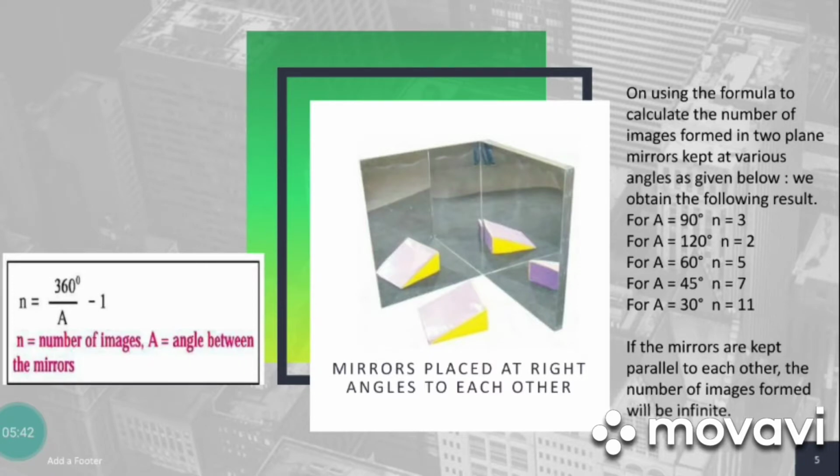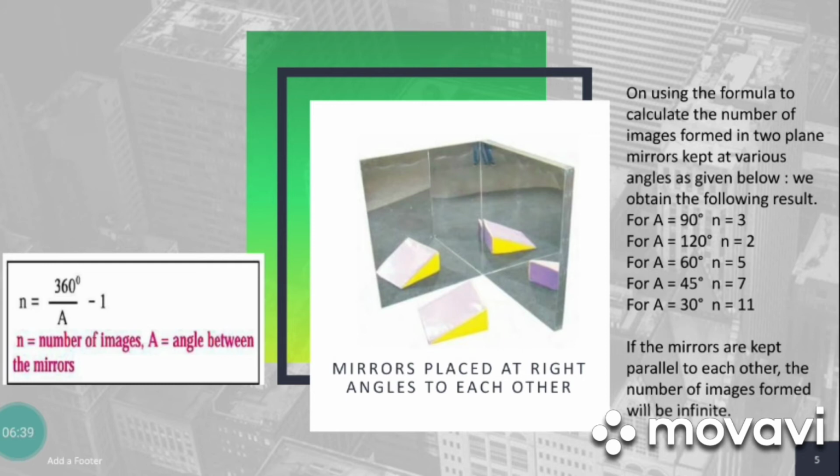How to calculate the angle if two plane mirrors are placed at various angles to each other. The formula used is n = 360°/a − 1, where n is the number of images formed and a is the angle between the mirrors. On using the formula to calculate the number of images formed in two plane mirrors kept at various angles, we obtain the following result.